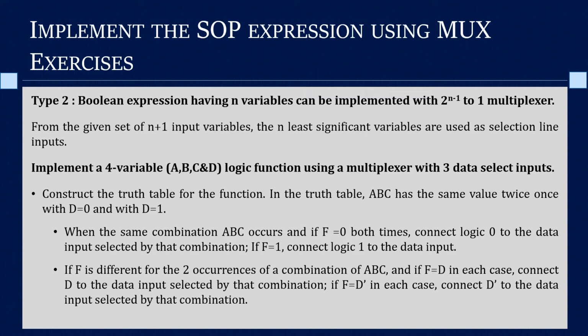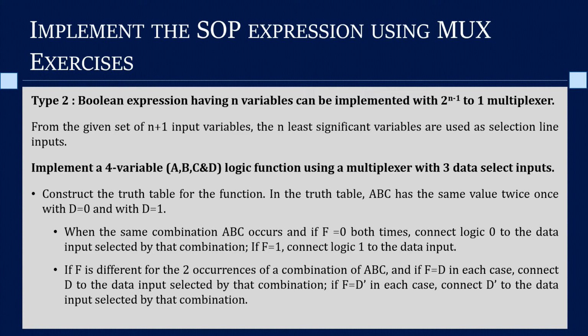When the same combination of ABC occurs and if f is equal to 0 both times, then connect logic 0 to the data input selected by that combination. If f is equal to 1, connect logic 1 to the data input. That is, for the combination 0, 0, 0, 0 and 0, 0, 0, 1, if f is equal to 0, then connect logic 0 to the data input selected by that combination. Else, if f is equal to 1, then connect logic 1.